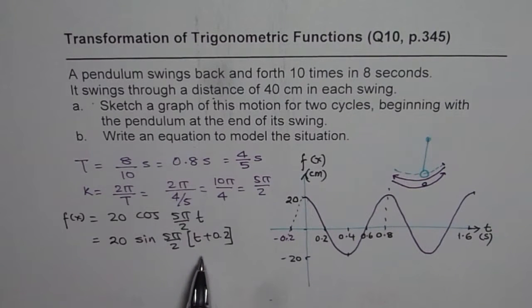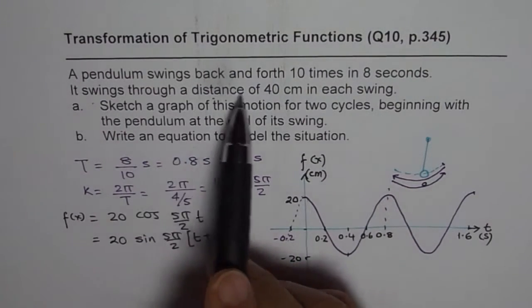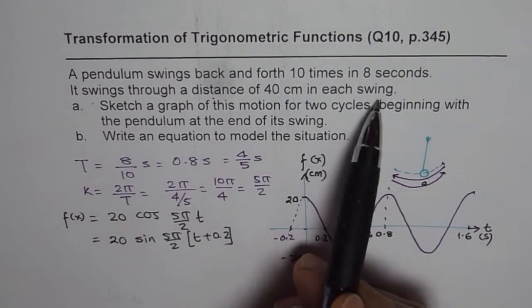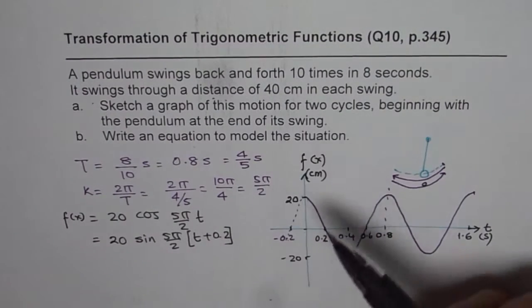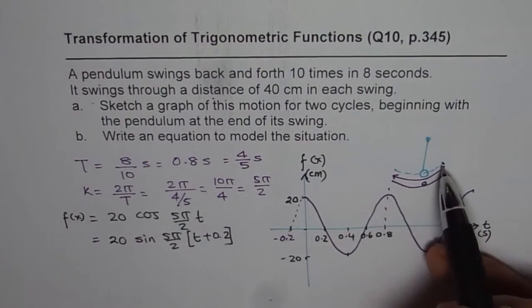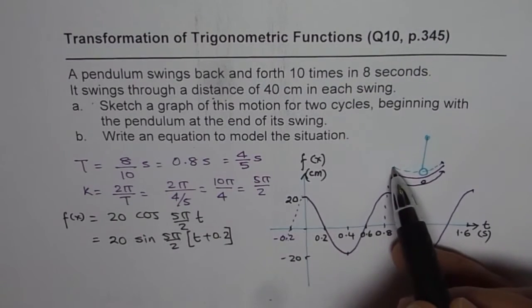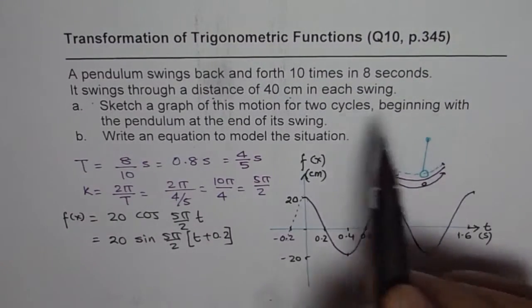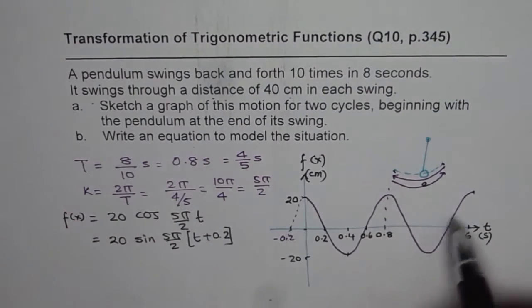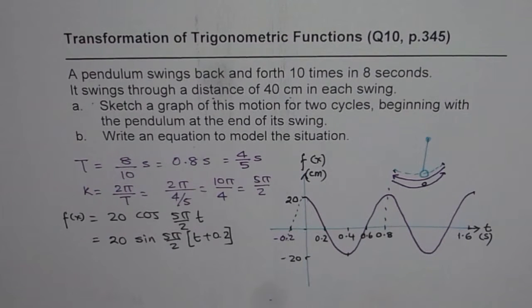I hope that helps to understand. This statement did really create confusion. It's still not very clear to us, but we are assuming that the total distance in one swing, maximum to minimum, is 40 centimeters. Based on that, we have derived this particular formula. Okay, I hope that helps. Thank you.